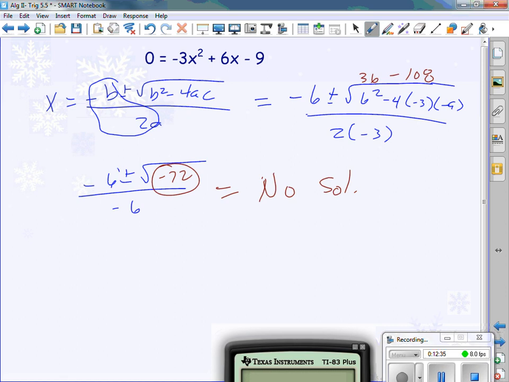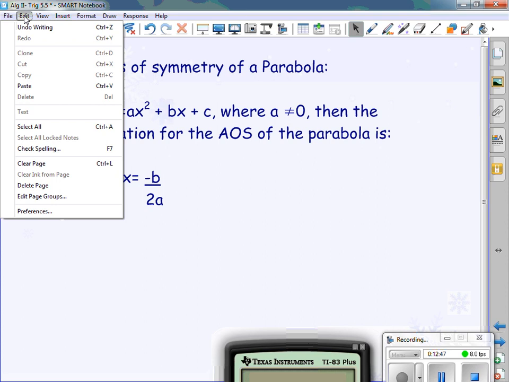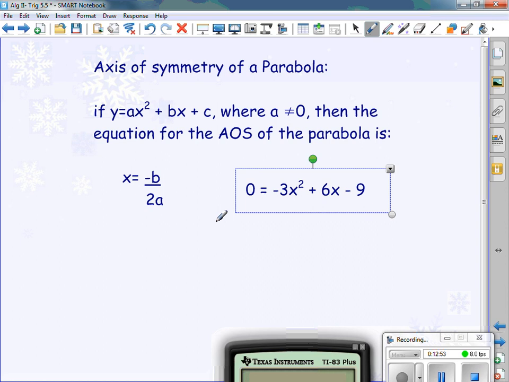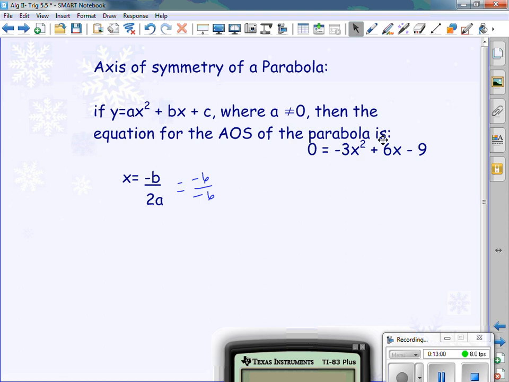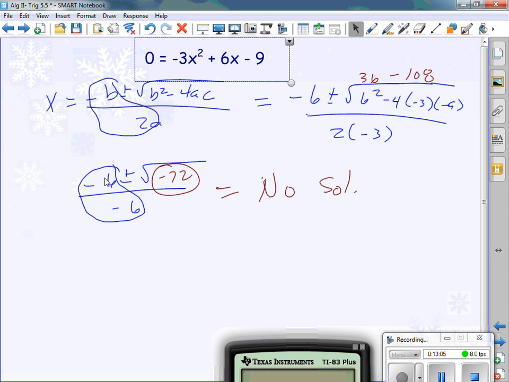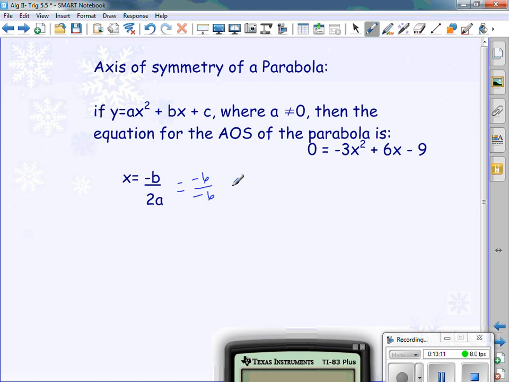All right? So it's really this. If I had this function, we already got it from the last problem. This right here is going to be negative 6 over negative 6. We got it from over here, if anyone's wondering where it came from. Negative b over 2a: negative 6 over 2 times negative 3. What's negative 6 over negative 6? 1. The AOS is 1.